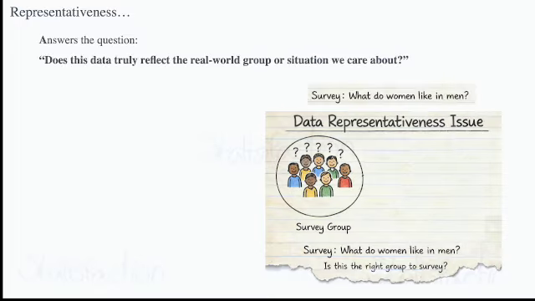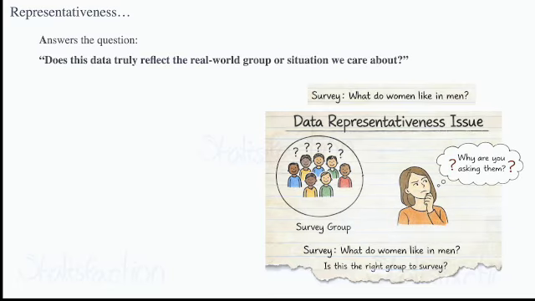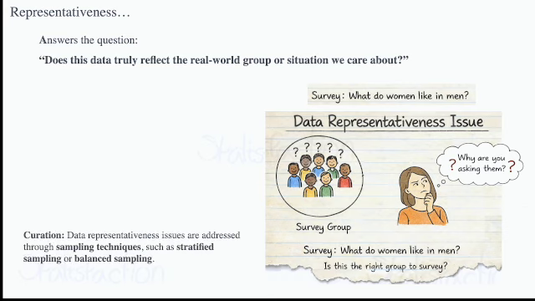Representativeness answers the question, does this data truly reflect the real-world group or situation we care about? Data representativeness issues are addressed through sampling techniques, such as stratified sampling or balanced sampling. Do not confuse data representativeness with data relevance. Relevance asks whether the data is appropriate and useful for the specific problem. Representativeness asks whether the data accurately reflects the real-world population or distribution.